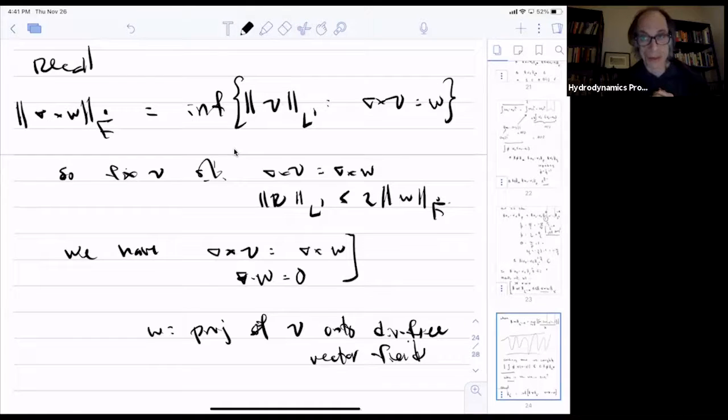There's not time to go into it, but this operator is a classic operator in harmonic analysis, the one that projects a vector field onto its divergence-free part. This is a singular integral operator. And so it actually is bounded from L^p to L^p for p strictly between 1 and infinity.